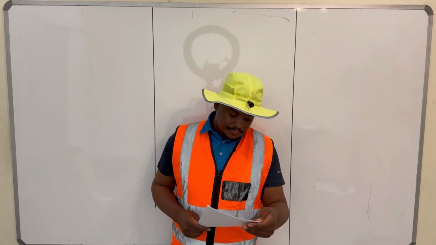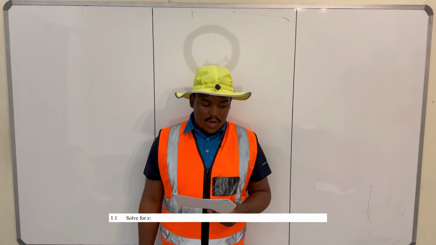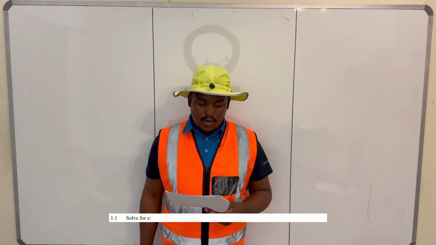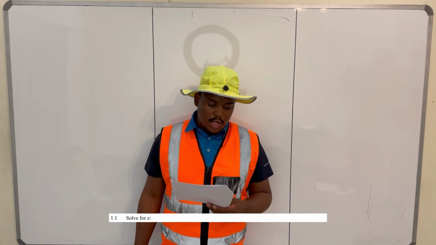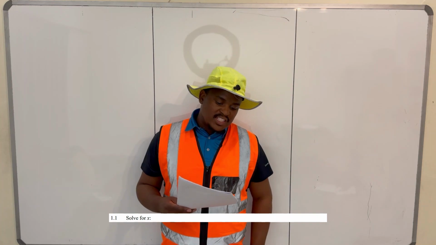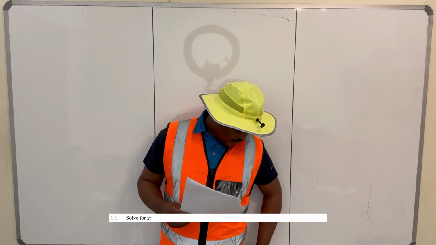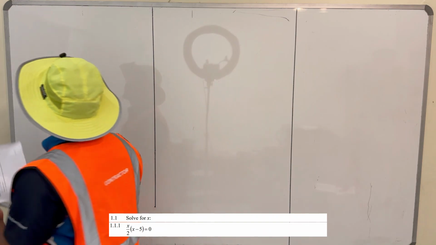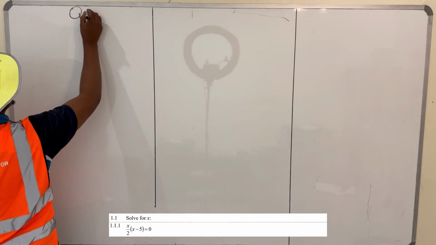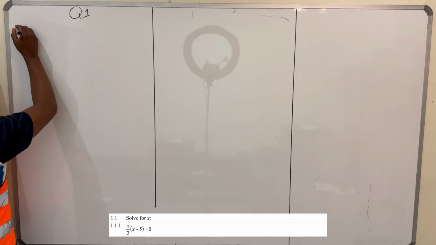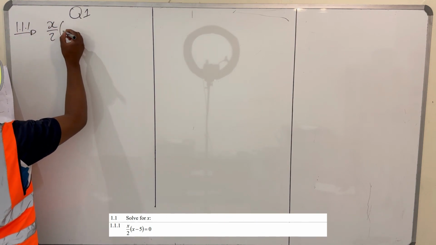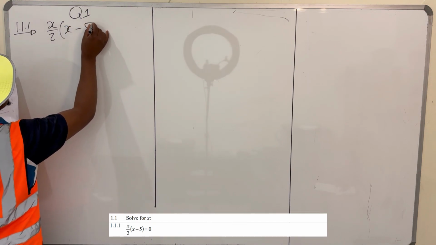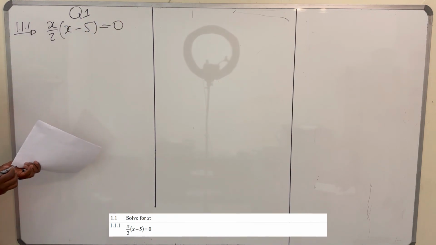So let's go. Question 1, 1.1, reads as follows. Solve for x. You are given equations from 1.1.1 to 1.1.4, and on these equations they want us to solve for x. The first question is 1.1.1. You have x over 2 times (x minus 5) is equal to 0.